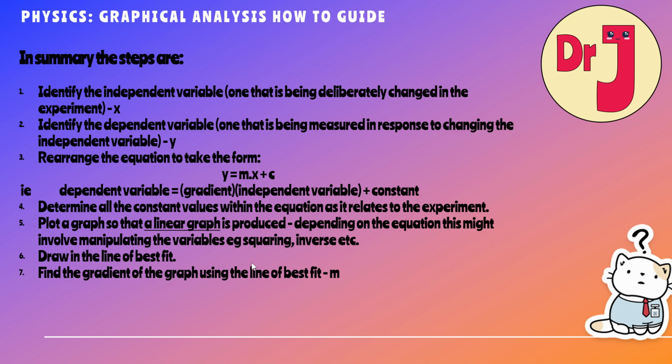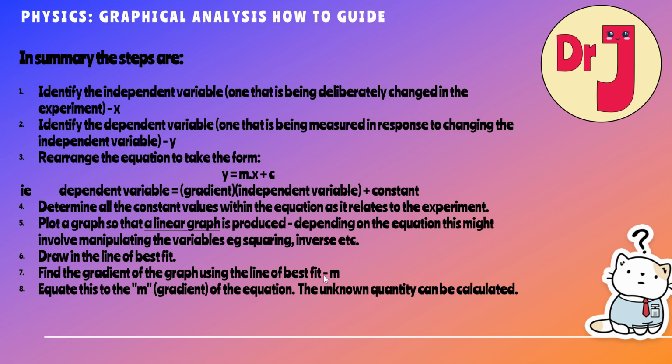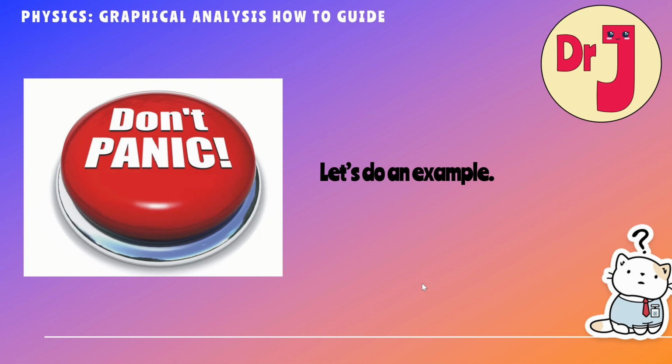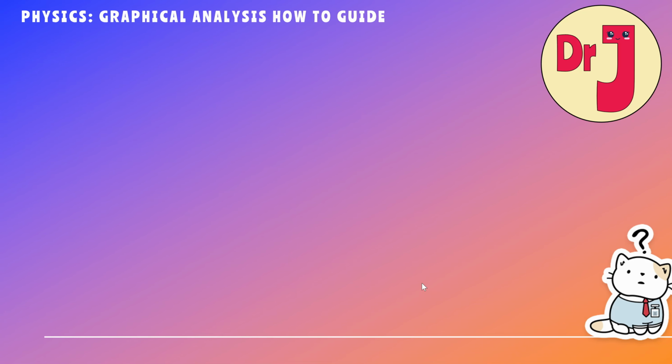You draw in the line of best fit, you find the gradient of the graph using the line of best fit, and then you equate that gradient to the equation, and then your unknown quantity can be calculated. Ooh, sound complicated? It's okay. We will go through an example so that you can see what each of these steps means.